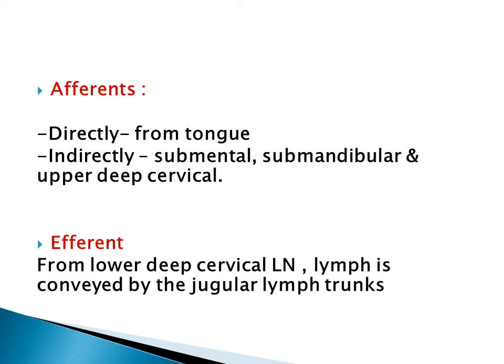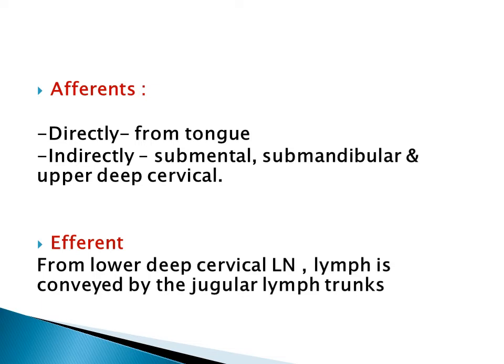The afferents drain directly from the tongue and indirectly from the submental, submandibular and upper deep cervical nodes. So which are the afferents which are reaching the lower deep cervical nodes? Directly from the tongue, indirectly from the submental, submandibular and from the upper deep cervical nodes. So whatever lymph is drained by the submental, submandibular and the upper deep cervical nodes will finally end in the lower deep cervical nodes.